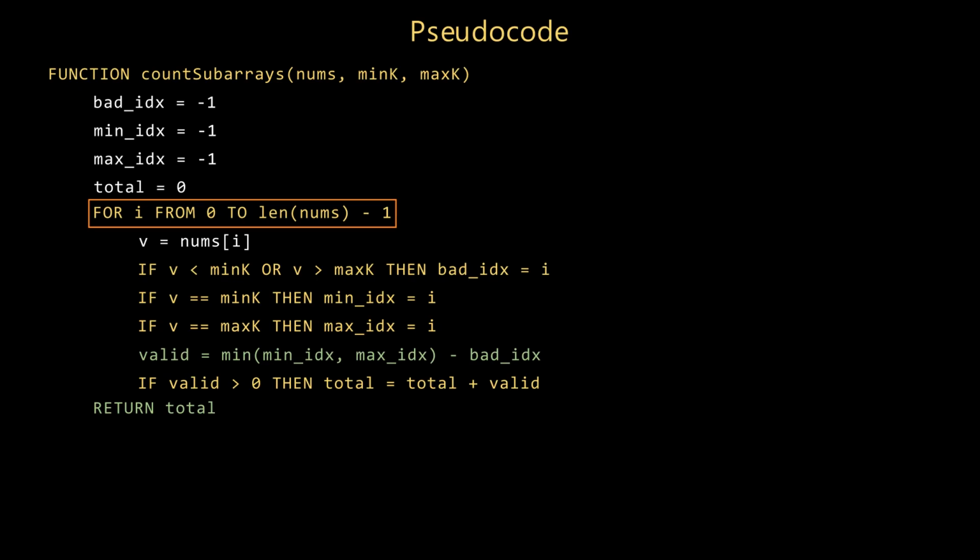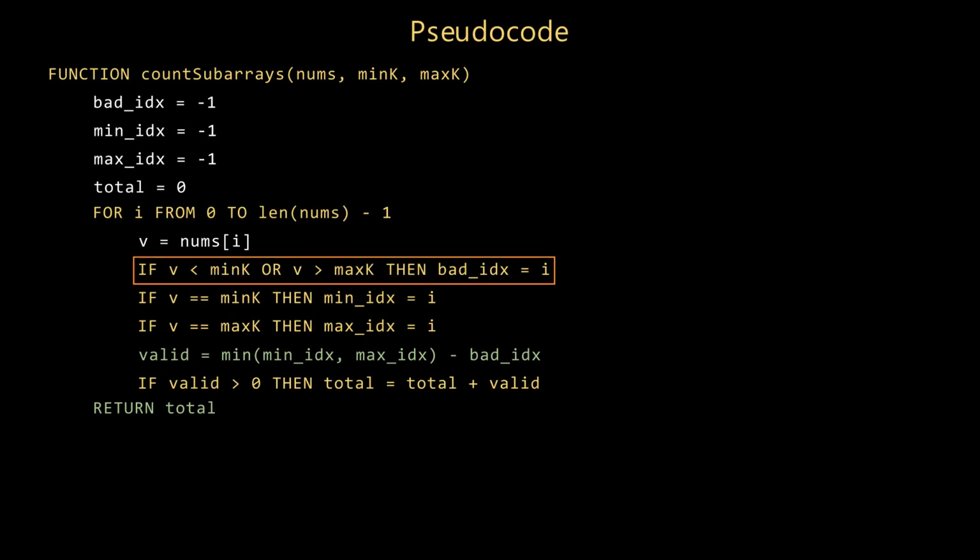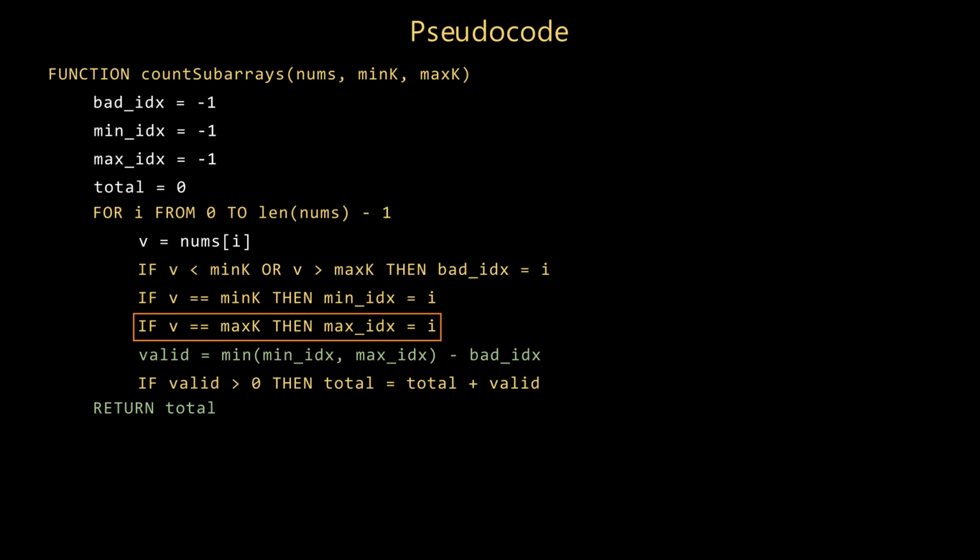Loop i across every index in nums. Read v as the current array value. If v is outside the closed range minK to maxK, set badIdx to i. If v equals minK, refresh minIdx to i. If v equals maxK, refresh maxIdx to i.